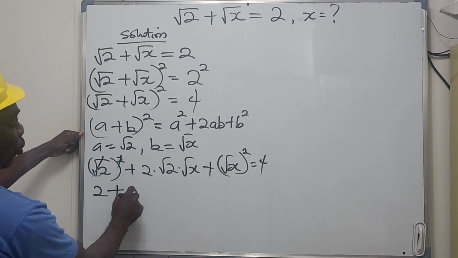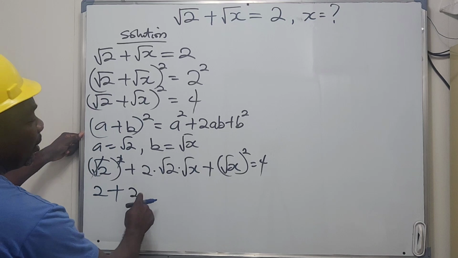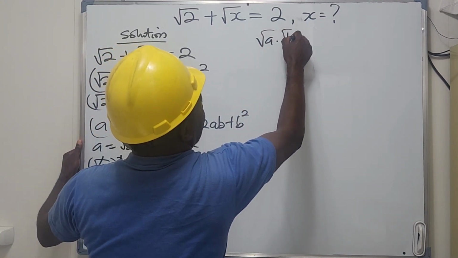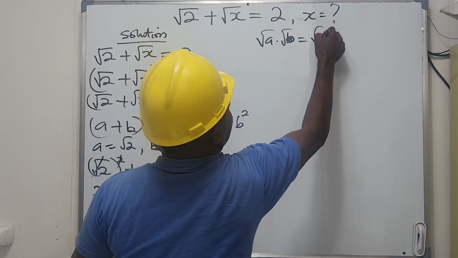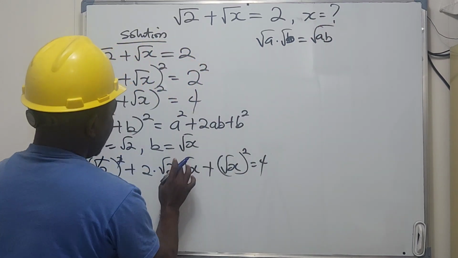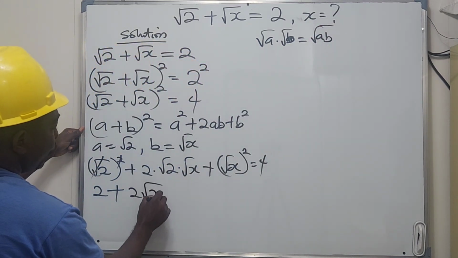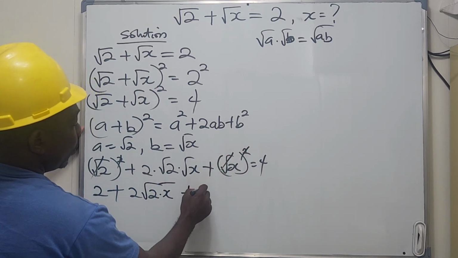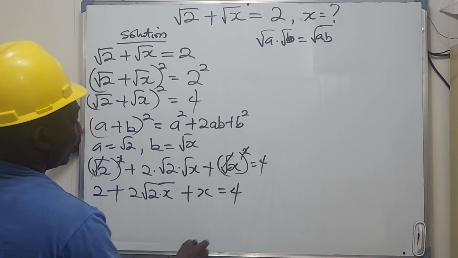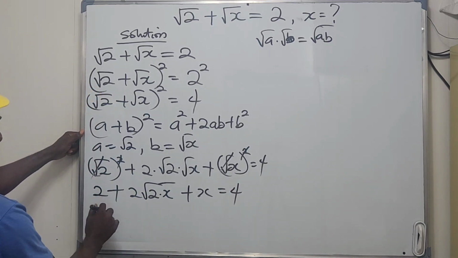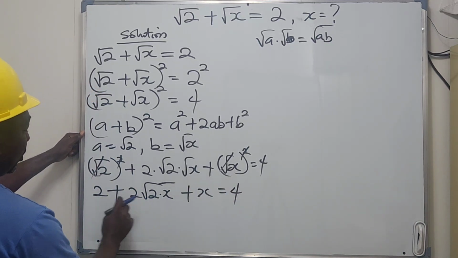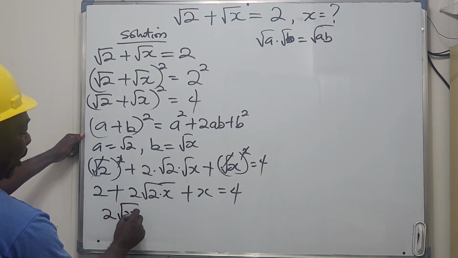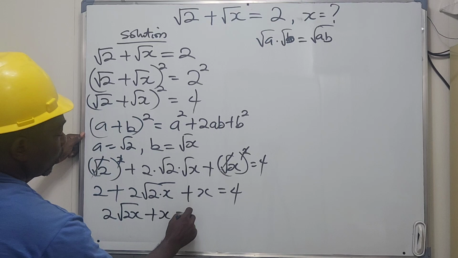We have 2 times, this is the same thing as when we have root a times root b is the same thing as root ab. So here this will become root 2 times x, plus the root and square cancel here, and we are now left with x equals 4. This is the same thing as we have here; we can move 2 to the other side. So this will become 2 times x. We have root 2x plus x equals 4.